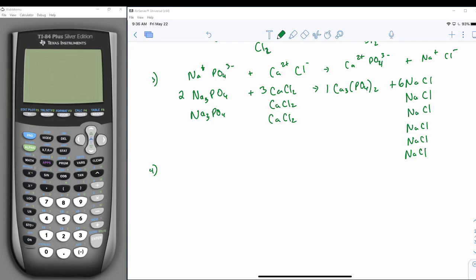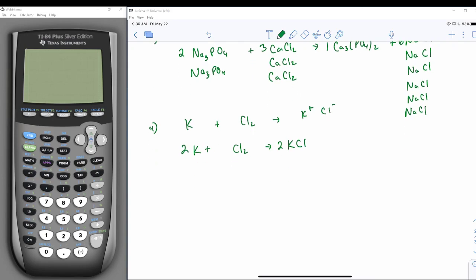Okay, 4. Potassium metal, that is K by itself, reacts with chlorine gas, which is Cl2 because it's diatomic. And we form potassium chloride. So this is K plus Cl2 yields KCl. And there's your balanced equation.